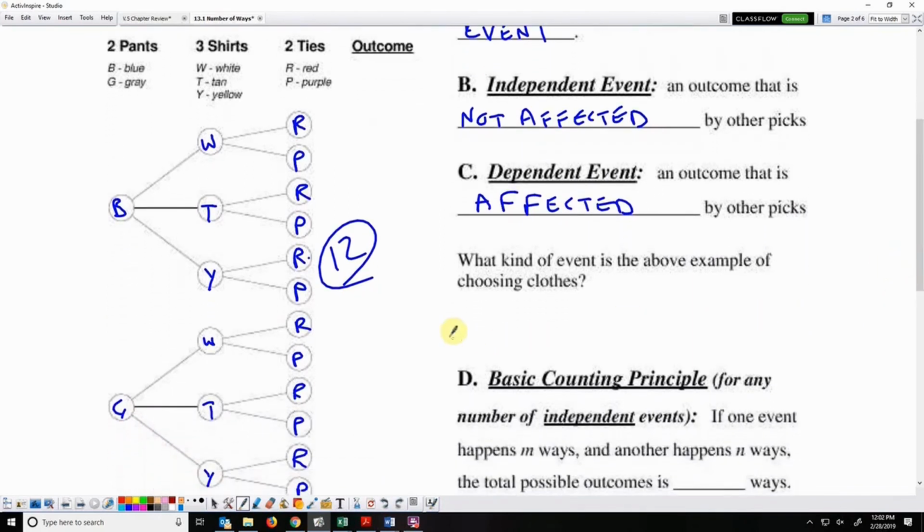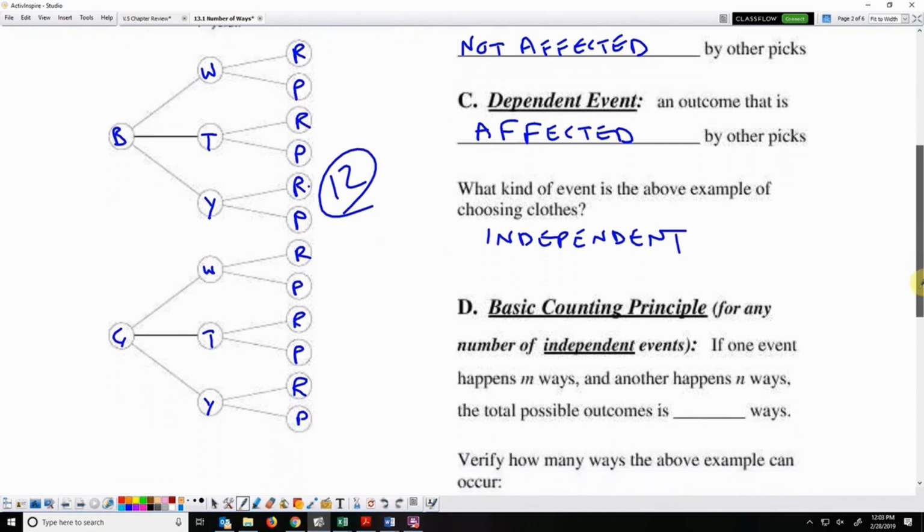Okay? So this is independent because the choice of pants did not affect the choice of shirt or the choice of tie. No one choice affected any other choice. So in this case, it is independent.